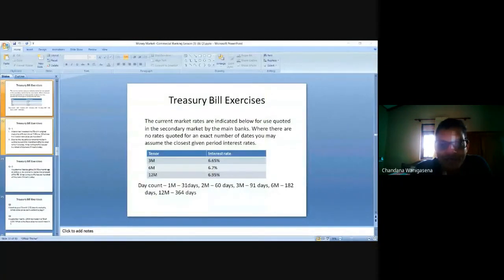Face value equals principal plus interest. Principal is 10 million. Then you have to calculate the annual interest for 12 months at the 6.95 interest rate, since you keep it for the entire period. So 10 million into 6.95 is 695,000. So the answer is 10.695 million. That's the answer.